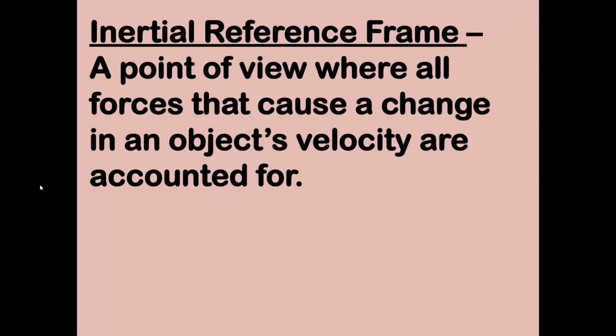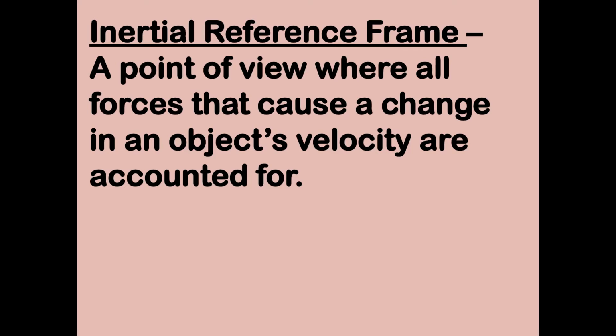The first type is called an inertial reference frame, a point of view where all forces that cause a change in an object's velocity are accounted for. 99% of the time, this is the type of reference frame you are going to use and the type of reference frame that you want. This means that all the forces exerted on your object and any change in the object's velocity is accounted for by any other object within the point of view. In other words, you can tell why an object changed velocity by looking at the situation.